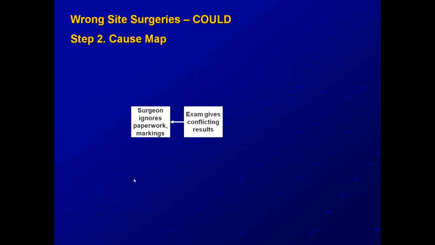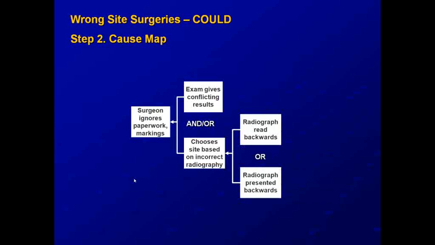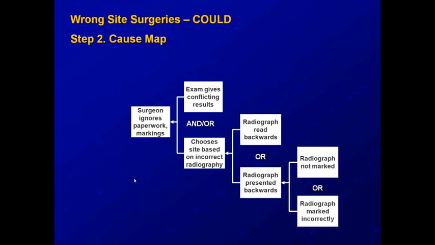Surgeon may ignore paperwork or markings if a physical exam gives conflicting results with the paperwork or markings, and or the surgeon chooses the surgical site based on incorrect radiography. This can occur if the radiograph is read backwards, if the radiograph is presented backwards, possibly because the radiograph is not marked with which side is which, or if the radiograph is marked incorrectly.